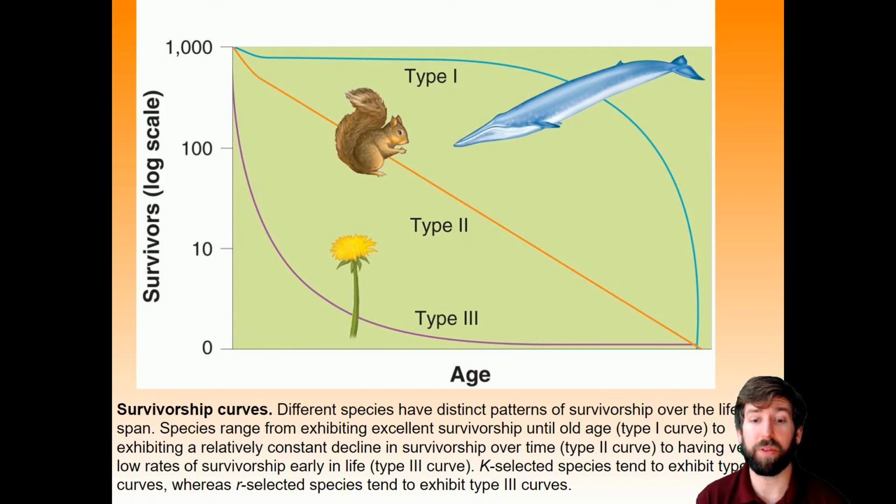So both the type 1 and type 3 go with K and R. But in nature, nothing is perfect. So there is that type 2 and things that are between these different types for different specific organisms. But these are the three that we outlined to make things a little bit more simple.